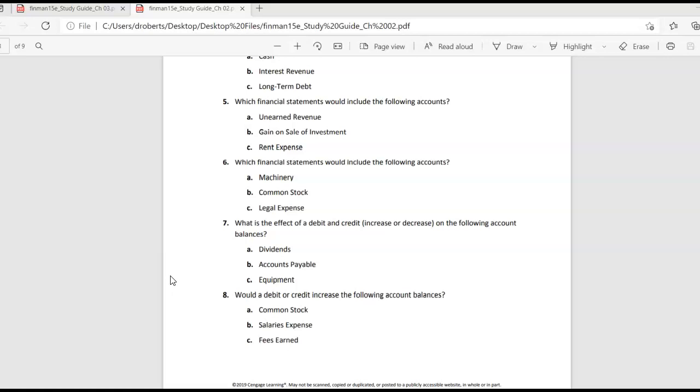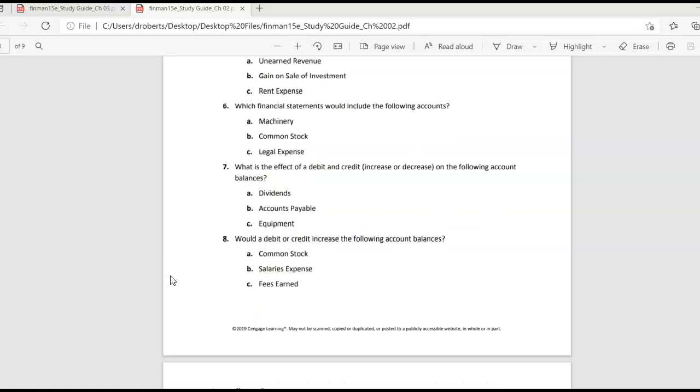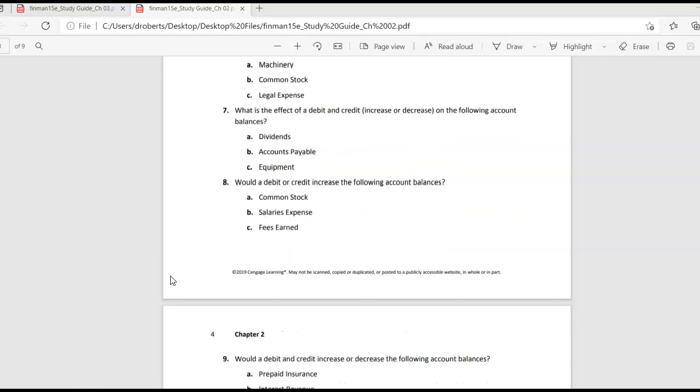Number 6, which financial statements would include the following accounts? Machinery, common stock, legal expense. Machinery is an asset shown on the balance sheet. Common stock is an equity account, and it's shown on the balance sheet. Legal expense already tells you that that expense is going to give it away every single time. It's going to be shown on the income statement.